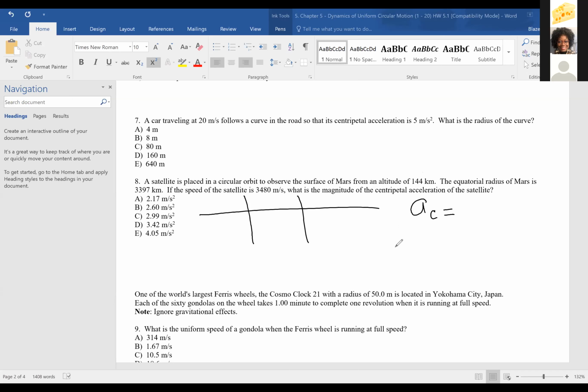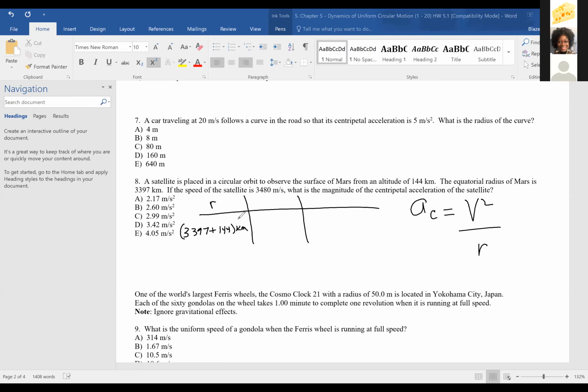All right, so in this problem, class, all you're doing is you have to know, if you're going to solve v squared over r, V is given, but what is r? In this case, it says that the satellite is placed in a circular orbit to observe the surface of Mars from an altitude of this. So that means that the r that I'm looking for has to be the radius of Mars plus the height above Mars, and that is kilometers.